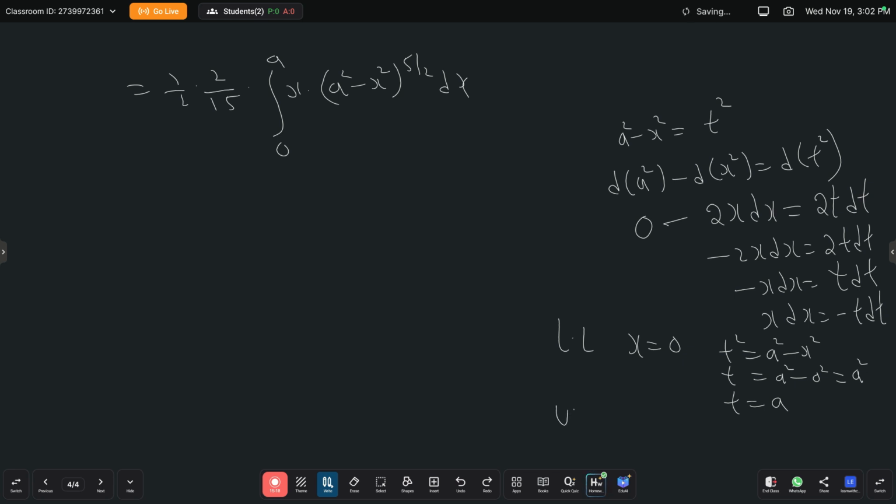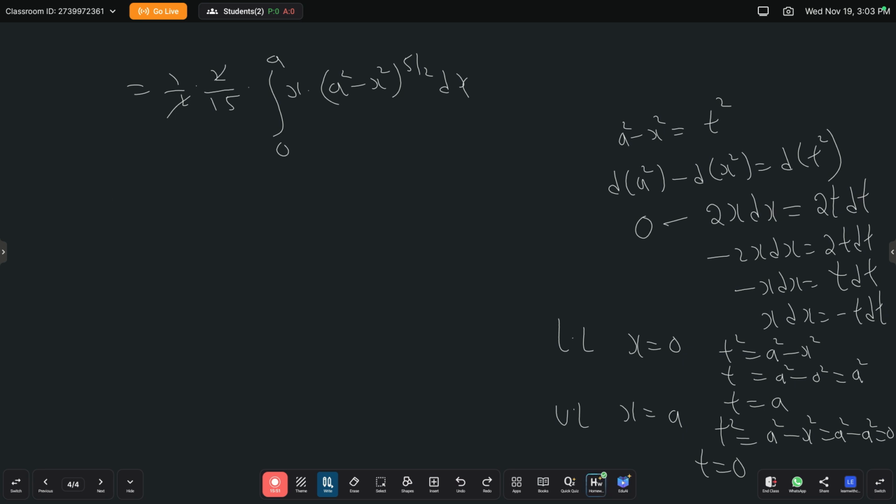Coming to the upper limit. Whenever x is equal to a, we have t square is equal to a square minus x square, which is a square minus a square, which is equal to 0. So t is also 0. So the limits are: the lower limit is t equal to a and the upper limit is t equal to 0. Now substitute these values in the integral.